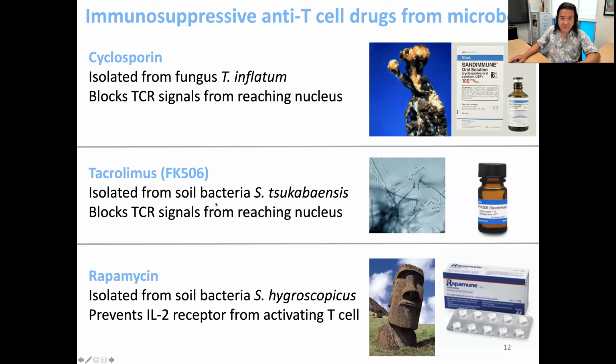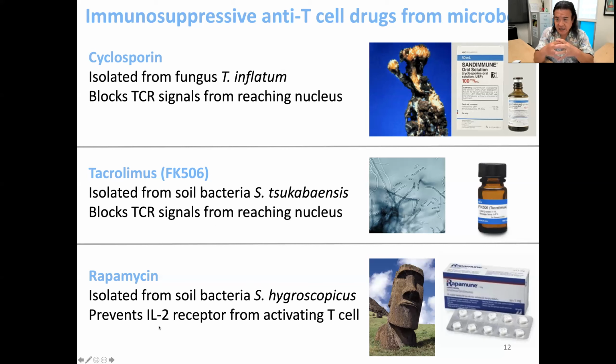This one is isolated from soil bacteria, right? And again, it works by blocking the T cell receptor signals from reaching the nucleus of the T cell, so the T cell never activates. Third example is rapamycin. So rapamycin also comes from soil bacteria. Right? The way rapamycin works is it prevents IL-2 receptor from activating.